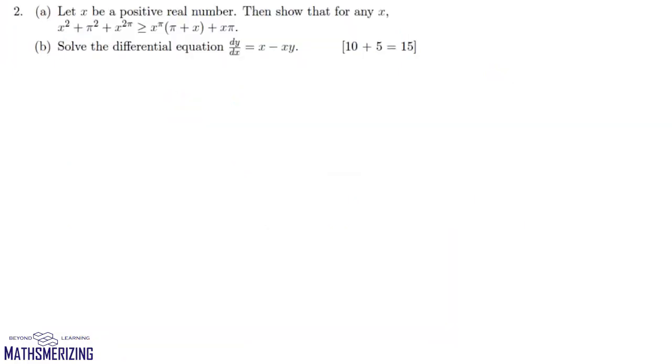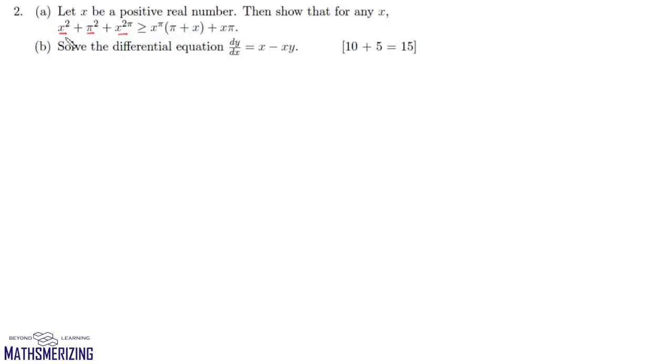So we have expressed this matrix A as sum of a symmetric matrix and a skew symmetric matrix. Now question number 2 is: let x be a positive real number, then show that for any x, x square plus pi square plus x to the power 2 pi is always greater than or equal to x to the power pi, pi plus x pi.